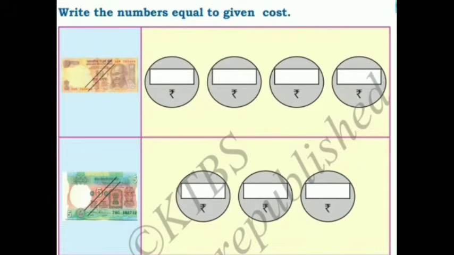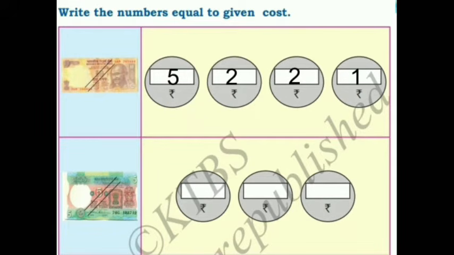Children, now we should write the number equal to the given cost. First we have a 10 rupee note. We should find 4 coins which are equal to 10 rupees. Which coins can we take? Yes, it is 5 rupee, 2 rupee, 2 rupee and 1 rupee coins. They make 10 rupees.